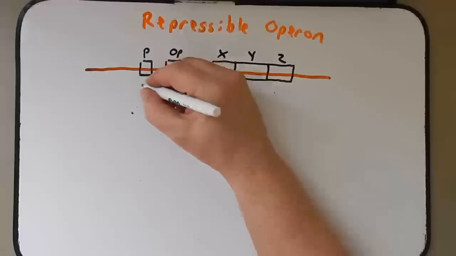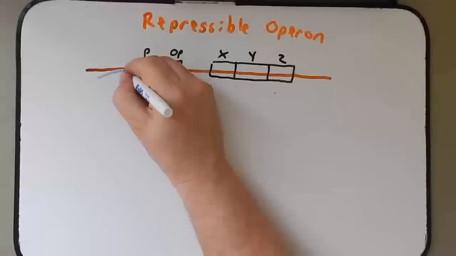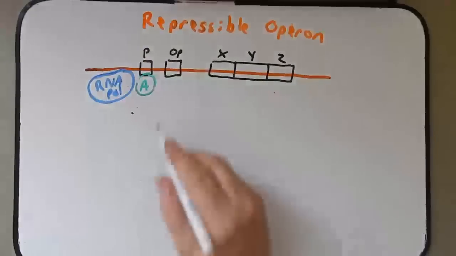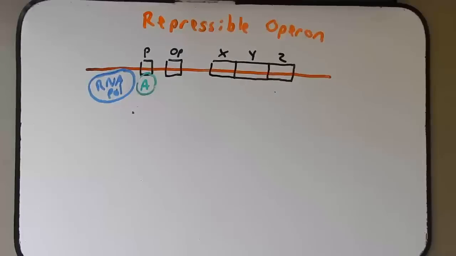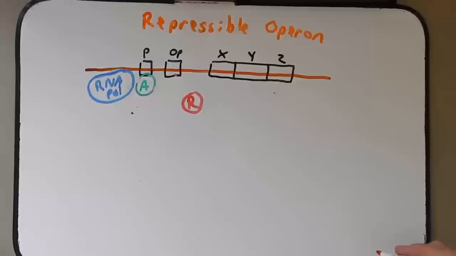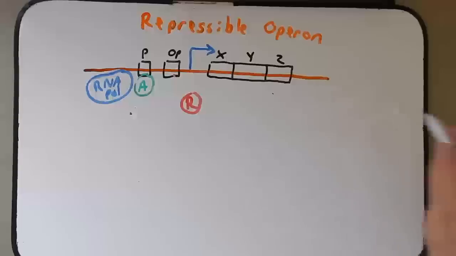So its usual state is that the activator is going to be bound to the promoter, and because of that, it's recruited RNA polymerase to transcribe these genes. And it can transcribe these genes, remember, because the repressor is not bound to the operator. So these genes are going to be turned on, making the proteins X, Y, and Z.